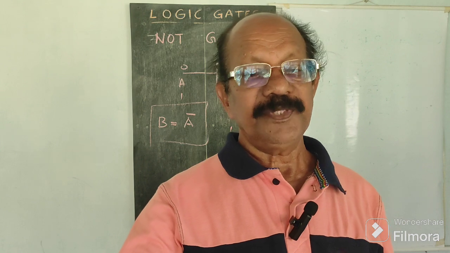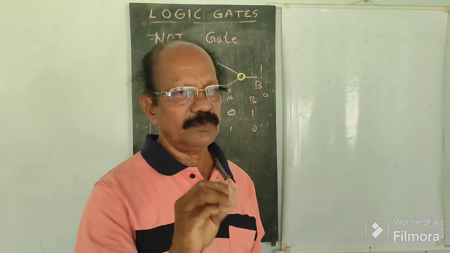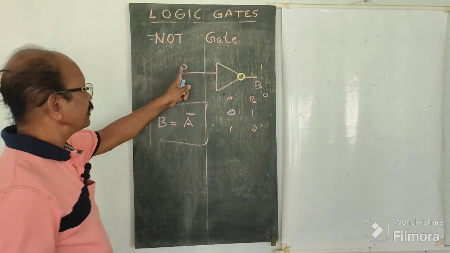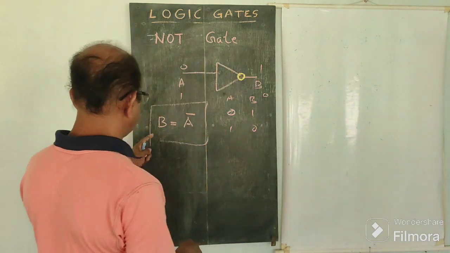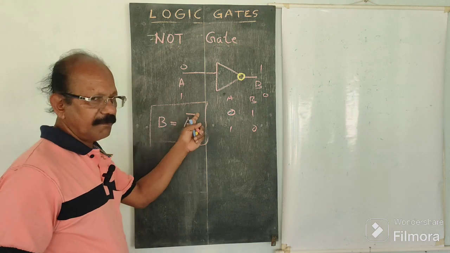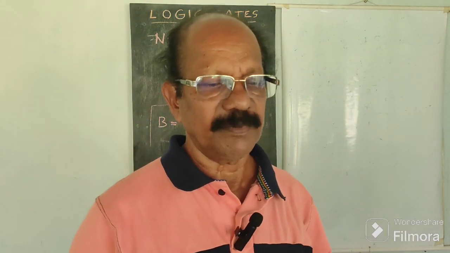And there is only one input, one output. Whatever we are giving to the NOT gate, the output will be just opposite: 0, 1 or 1, 0. Or symbolically, the output B is equal to A bar.